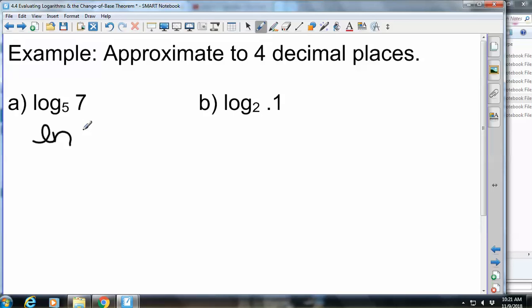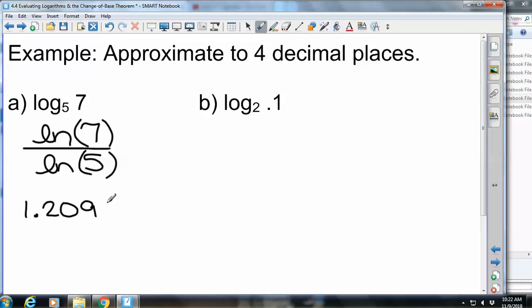So you do log of the argument, so that's the big number, over log of the base. Put this in your calculator, do it all at once so you don't have rounding error. So ln 7 over ln 5, you have to make sure and close those parentheses when you put them in. And if you round to 4 decimal places, you should get 1.2091. Did everybody get that?